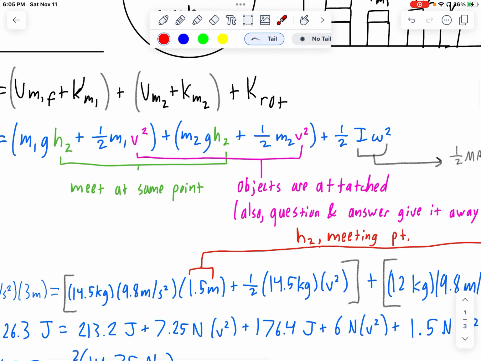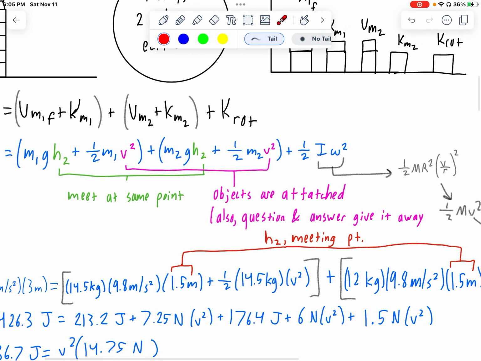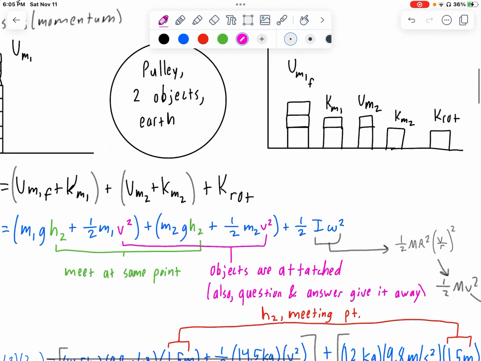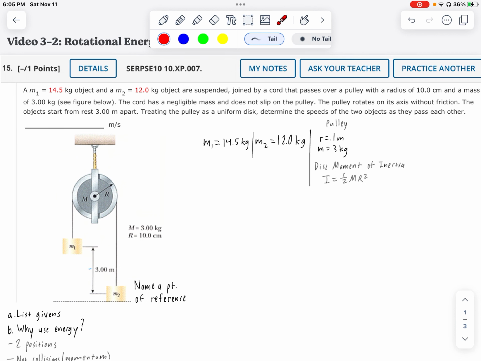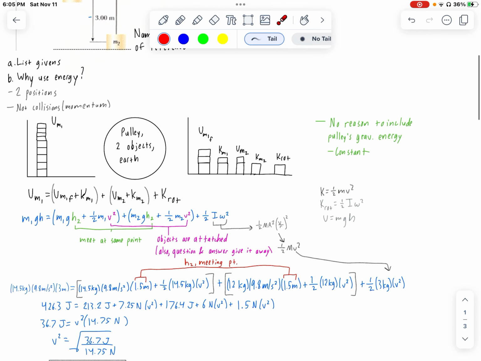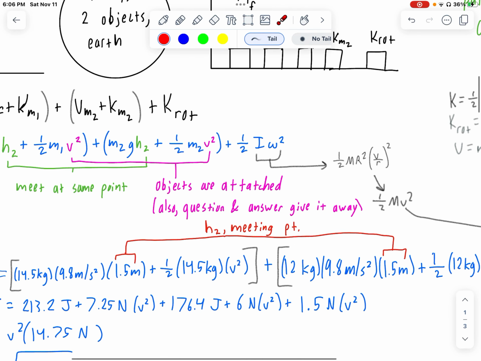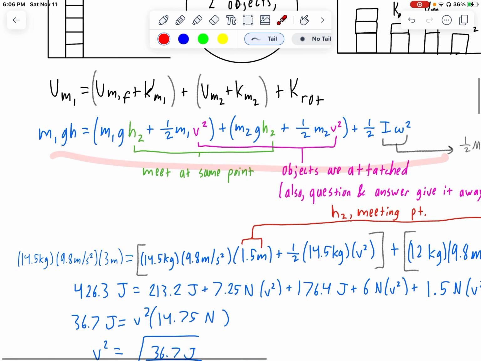And then the speeds are also going to be the same because the objects are attached. The question only asks for one speed, so if you had any doubt about that for whatever reason, you could just take a look at the question. So we go on, we plug all this in, and now we plug in our values.